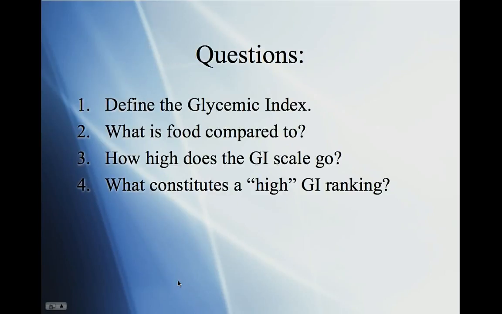Here are some questions to think about. First off, you should be able to define the glycemic index in your own words at this point. What is food compared to on the glycemic index? How high does the glycemic index scale go? And what score, or what number, would constitute a high glycemic index ranking?